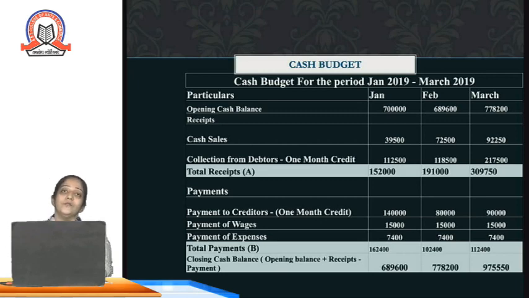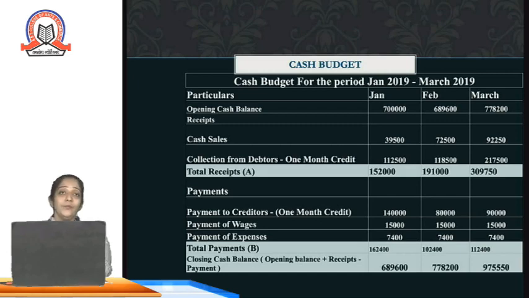Now as a basic rule of accounting, we know that very well. Closing balance of the month will be the opening for the next month. So this 6,89,600 will be the opening for the February month, and accordingly I have to calculate in a similar manner. I need to calculate the closing balance for the month of February, and that closing will be the opening for the next month, that is March. So in this simple manner, I can calculate what my cash requirement is for each and every month.